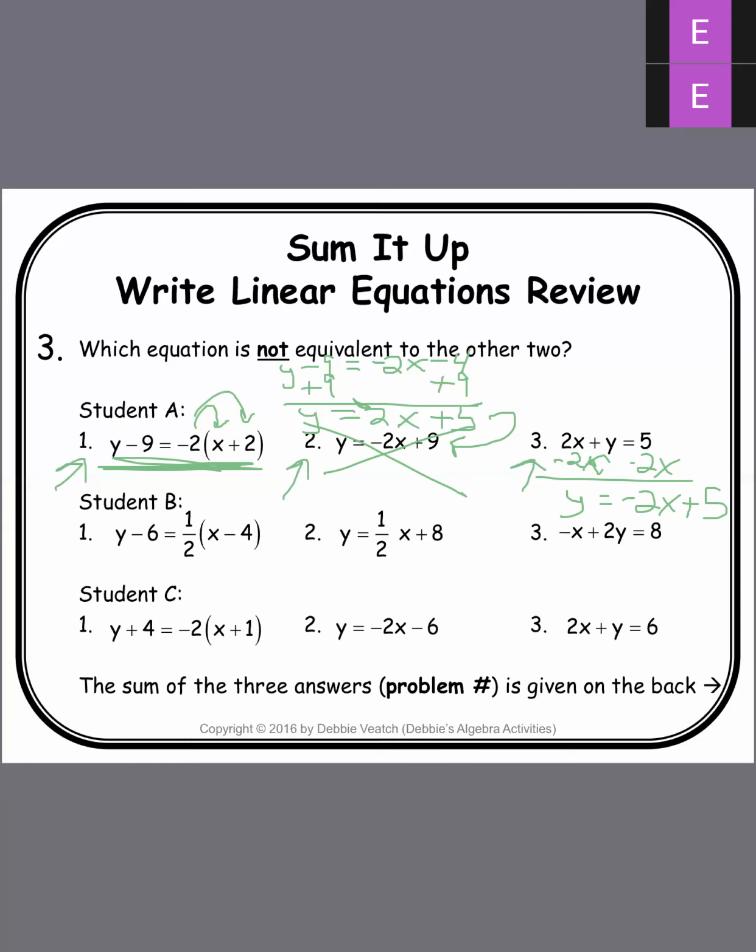Oh, and the sum of the three answers. So for student A, the value was 2 because it was the second one that didn't work. So that's the number that I would put in for student A. Then you're going to do the same thing for student B. Is it 1, 2, or 3 that doesn't work? Put that number there. Student C, 1, 2, or 3, put that number there. So then they're looking for you to add these three numbers together, and that's how you get that. Okay?